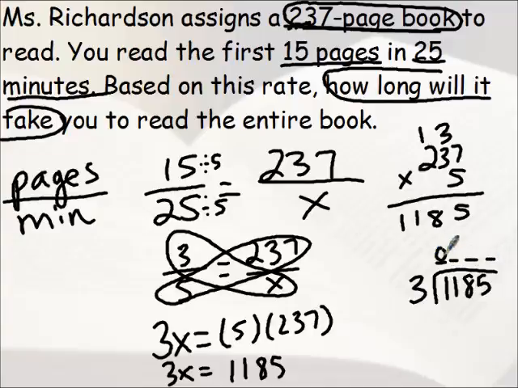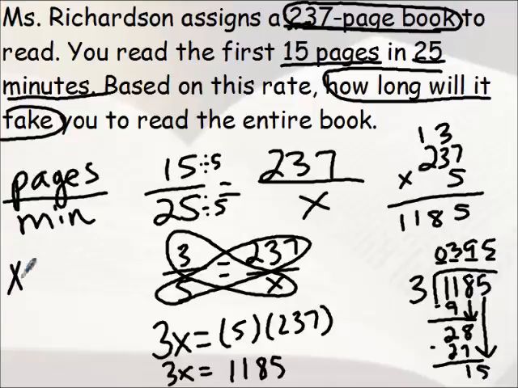3 doesn't go into 1, it goes into 11, 3 times which is 9, subtract and get 2, bring down an 8. It goes in 9 times which is 27, subtract and get 1. Bring down the 5, it goes in 5 times. So, how long will it take? It will take us 395 minutes in order to read the entire book.